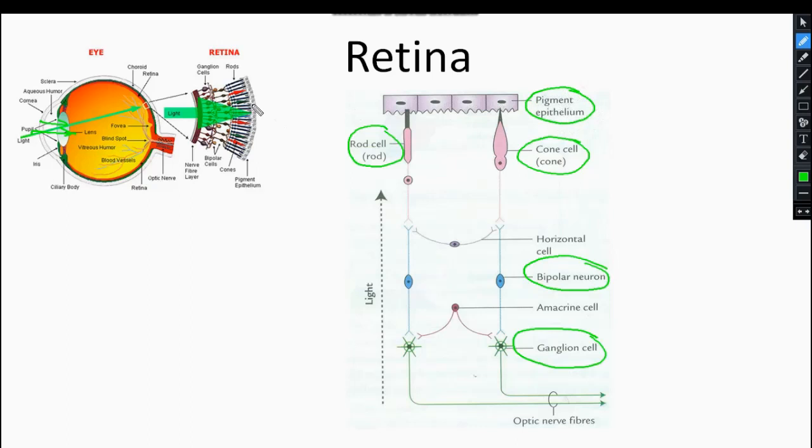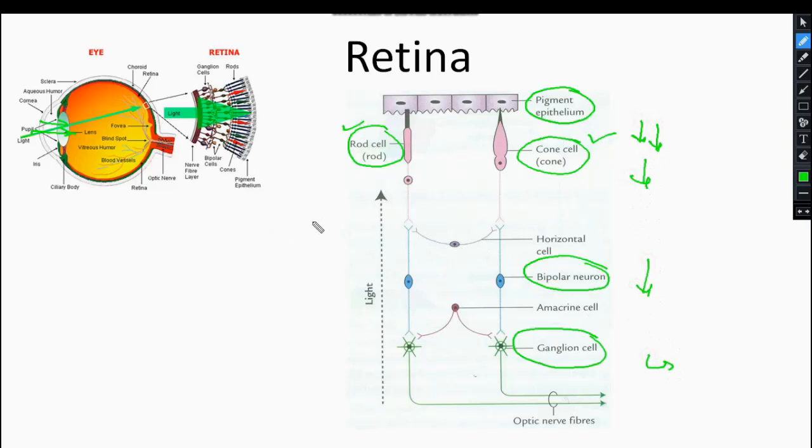Why over the pigment epithelium? Because God has created this system. The pigment epithelium has a property to absorb the light, as you read in physics about reflection and refraction. The rods and cones are the photoreceptors, and finally the nerve impulse will be generated and pass through this way.